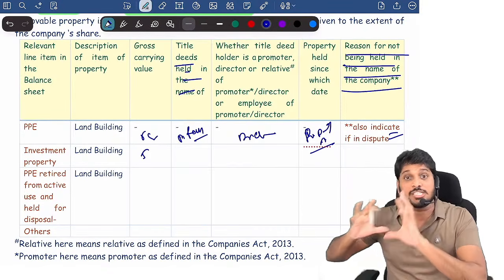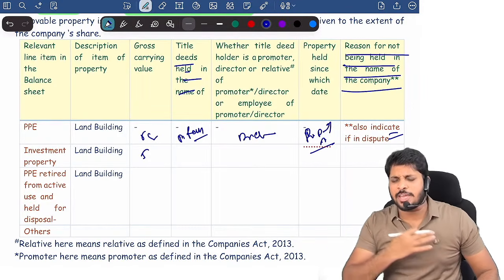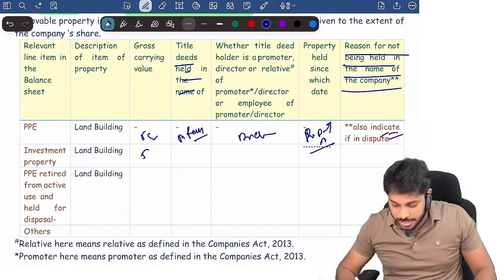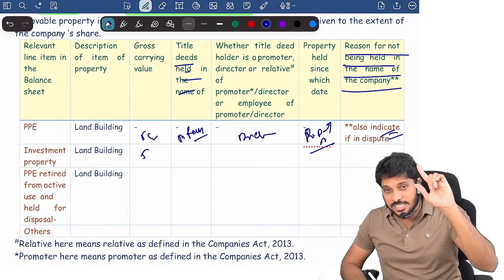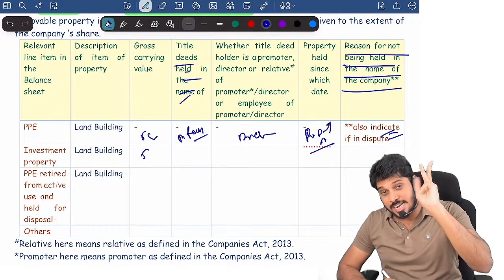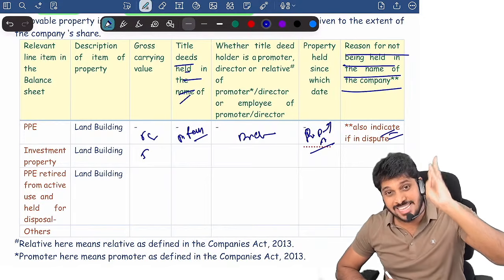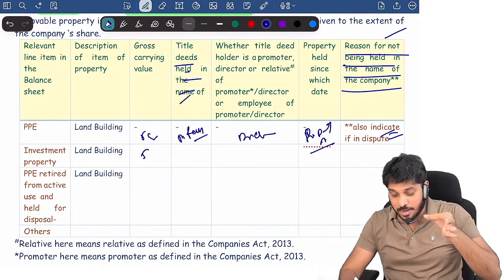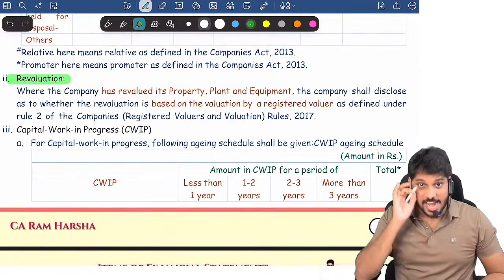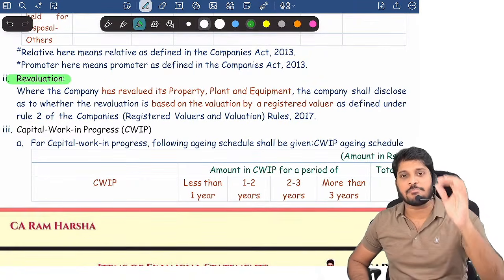Still right now the process is going on. For that reason, the property deeds of the immovable property belonging to the amalgamated company are right now in the name of the amalgamating company, because the registration is yet to be done, so the reason has to be given. So: description of property, gross carrying value, in whose name the title deeds are held, who he is, whether relative, director, promoter or employee, from which date it was held in their name, and why it was not held in the name of the company. That's it. Next, another ARI, another regulatory information related to fixed assets, meaning property, plant and equipment.